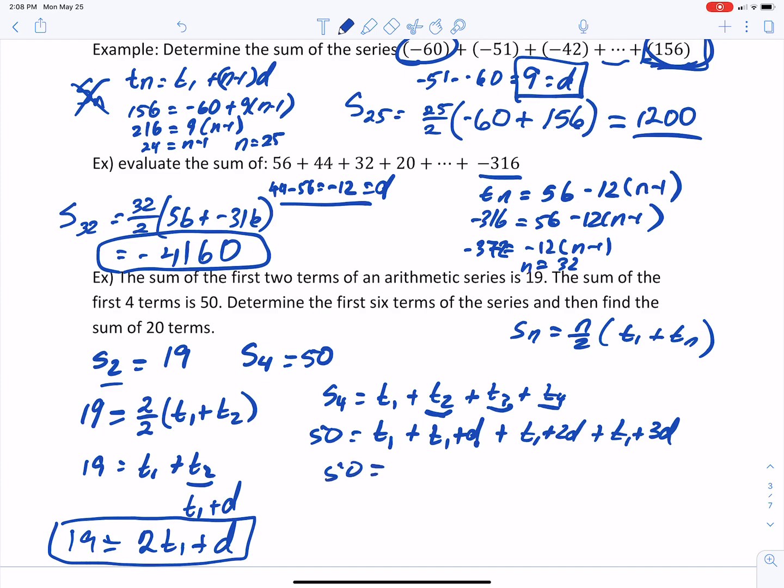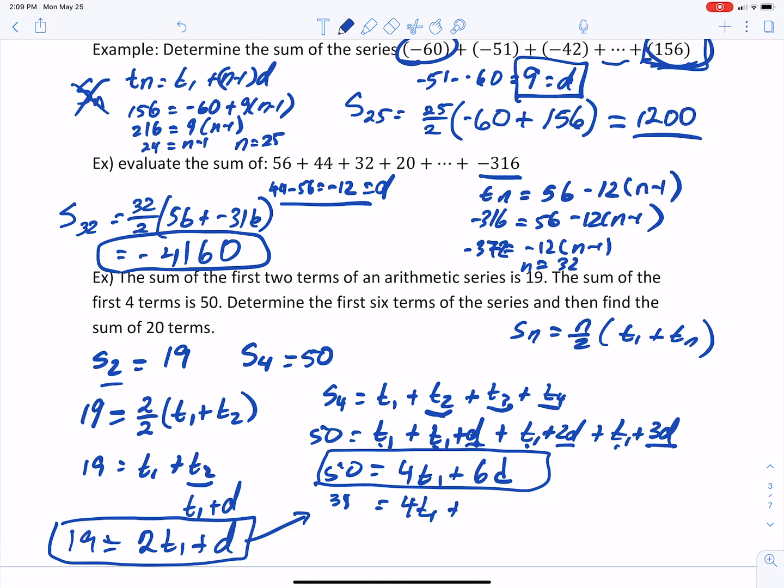So 50 is going to be equal to term 1, 2, 3, 4 times, plus 6 common differences. So 1, 2, 3, 4, 5, 6. And now I have a system of equations where I'm going to solve for t1 and for d. So I'm just going to multiply this by 2 and pop it over here. So 19 times 2 is 38. 2 times 2 is 4 t1 plus 2d.